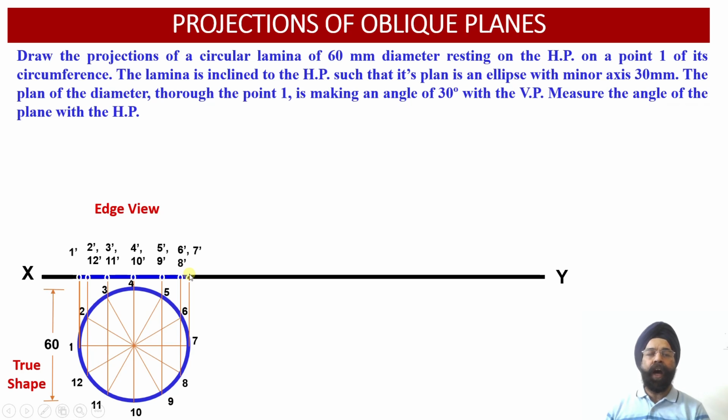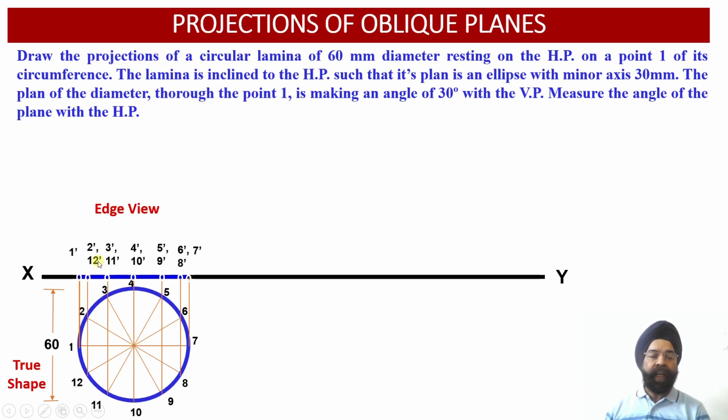Now, here we have been provided with the information that the lamina is inclined with respect to the horizontal plane in such a way that the plan of this lamina is an ellipse. That is, we are going to obtain an ellipse over here in such a way that this diagonal, because you see, even when the angle is given, we are going to incline this edge view at a certain angle. We are going to obtain the foreshortening of this diagonal 1 dash 7 dash over here in the top view projection. So whatever is the angle, accordingly there will be a certain amount of foreshortening of this diagonal 1 7.